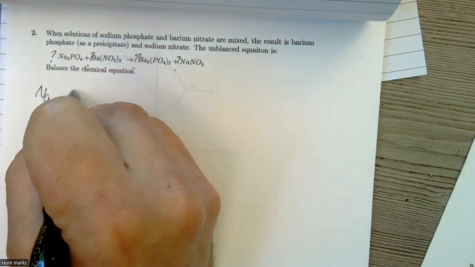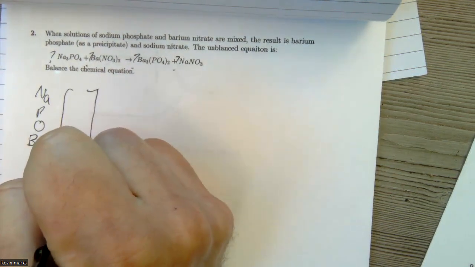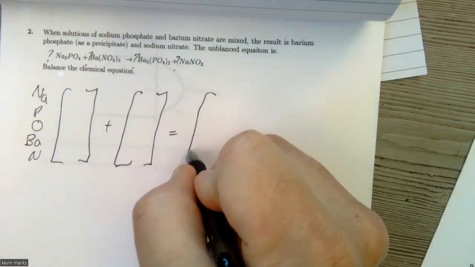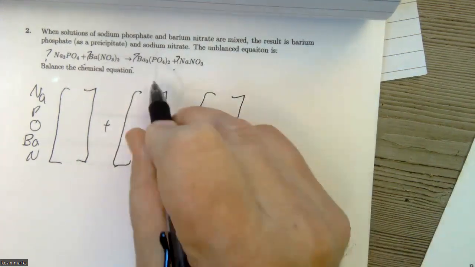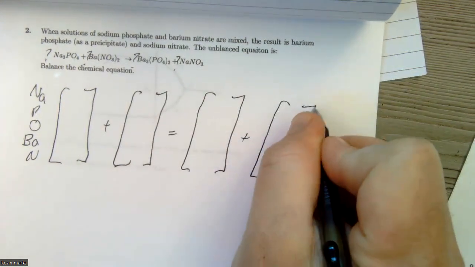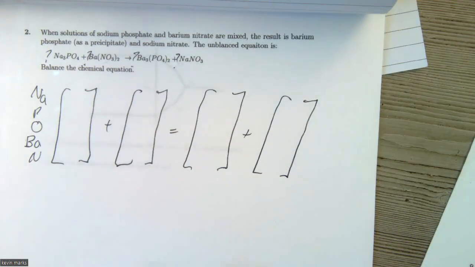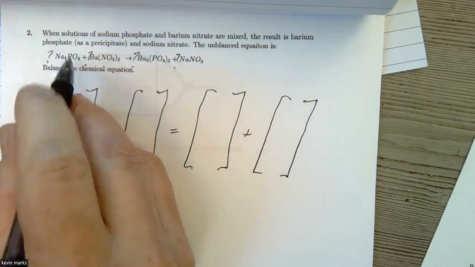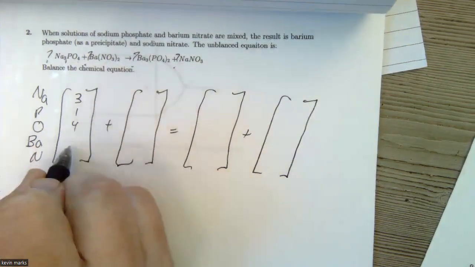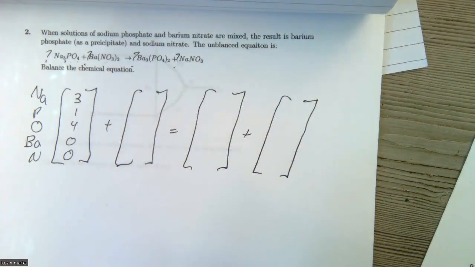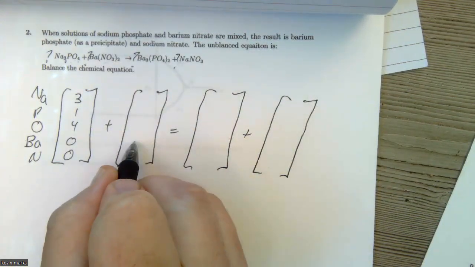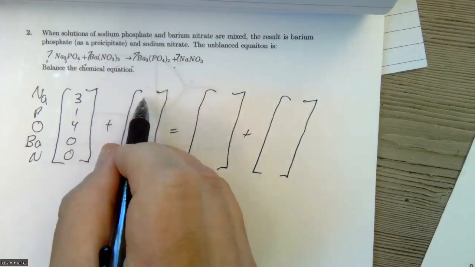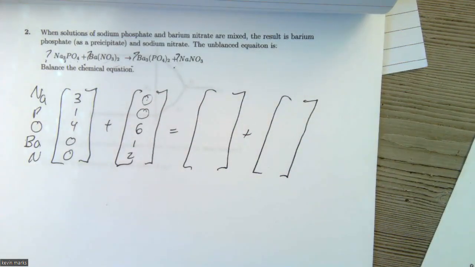So basically, what I'm saying here is we can set up a vector for the first one plus a vector for the second one, and that should turn into a vector for the first molecule on the second side plus so many of these. So this first molecule has 3 sodiums, 1 phosphorus, 4 oxygens. It does not have any barium or any nitrogen. The second molecule has 1 barium, 2 nitrogens, and 6 oxygens. It does not have any sodium and it does not have any phosphorus.